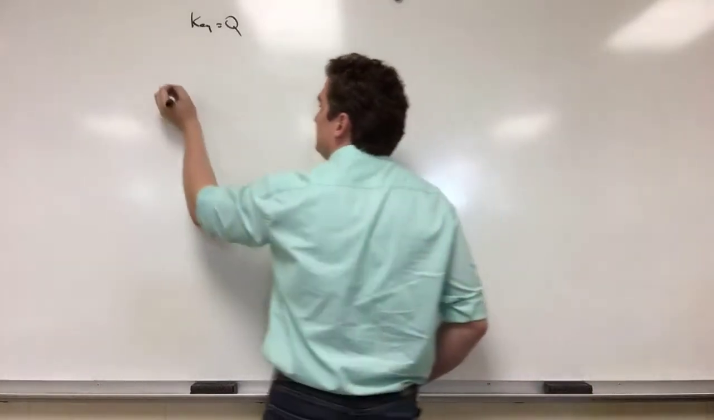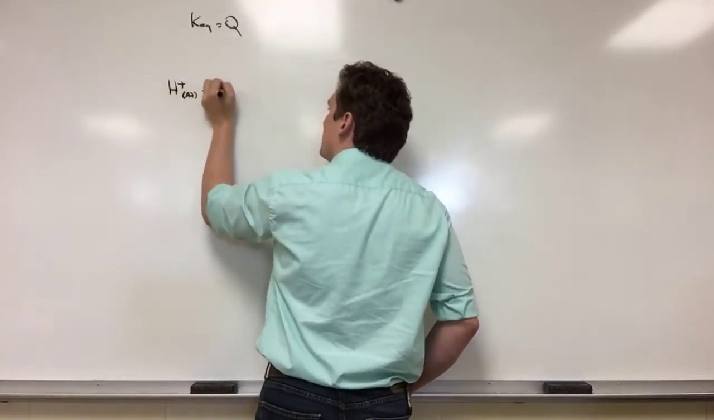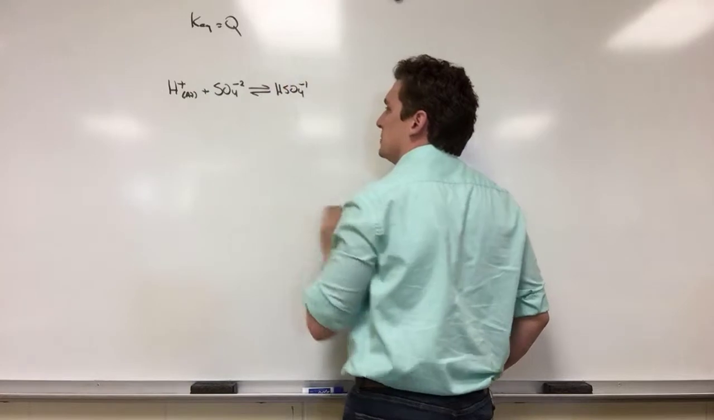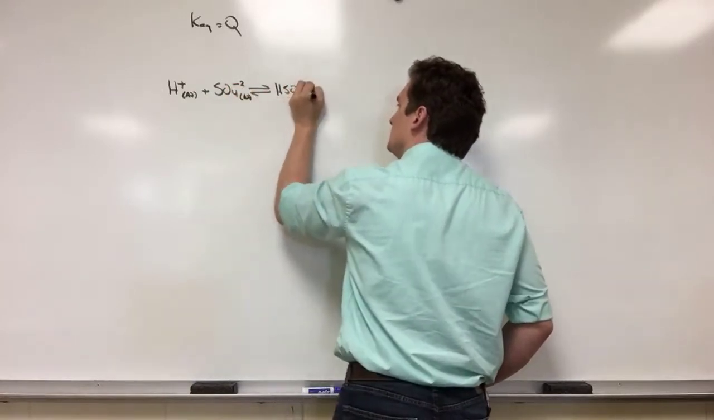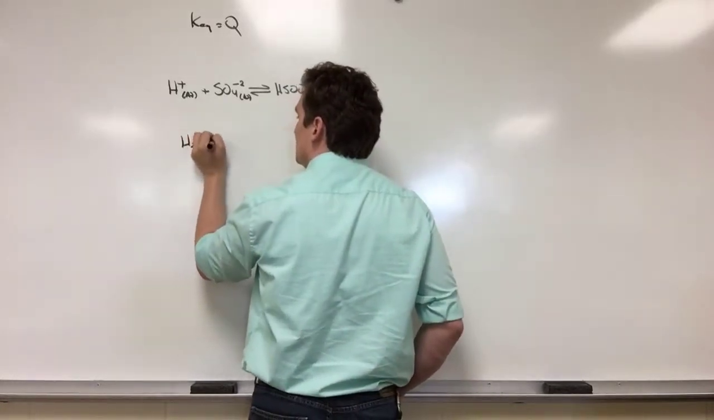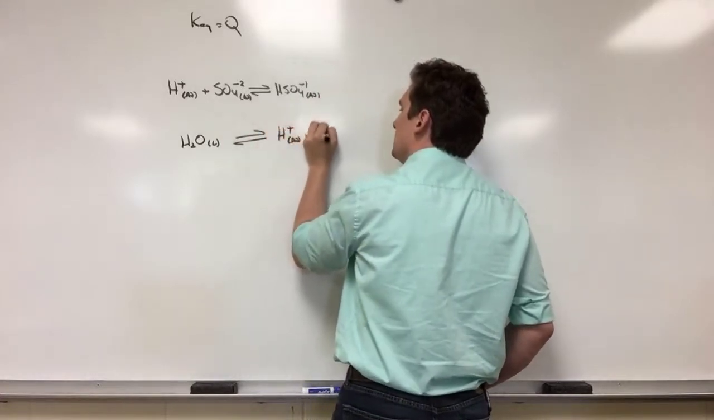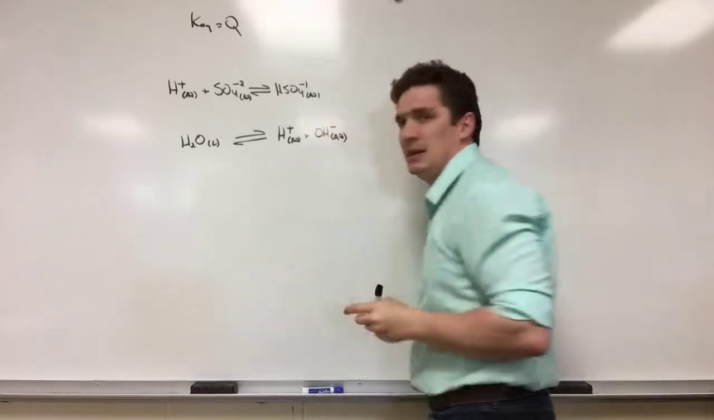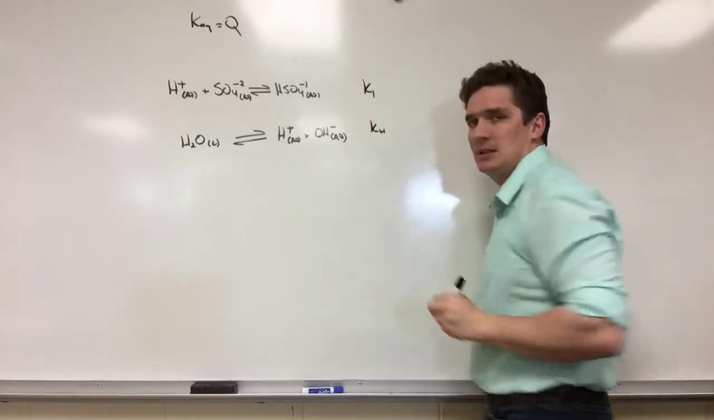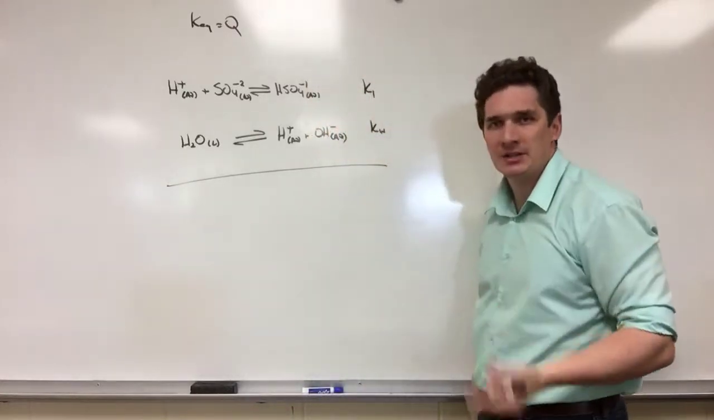So let's look at 2 reactions here. We have H+ (aq) plus SO4 2- goes back and forth to HSO4 minus 1. All these are aq. Our second reaction is going to be H2O, liquid, goes back and forth to H+ (aq) plus OH- (aq). Now, each of these has an equilibrium constant, so we're going to call this K1 and Kw, because that's what Kw is. And what I'm curious is, what happens when you add these 2 reactions together?